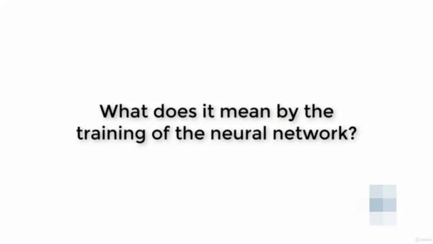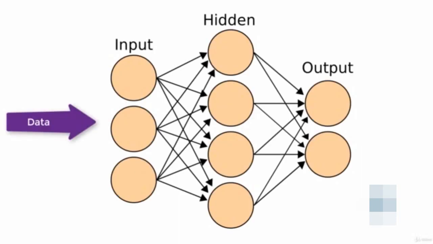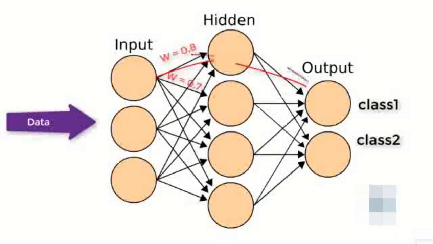What is meant by the training of the neural network? When we feed data to our neural network while training, we are basically trying to solve an optimization problem. We are trying to optimize the weights within the model. Our task is to find the weights that most accurately map our input data to the correct output class. This mapping is what the neural network must learn.